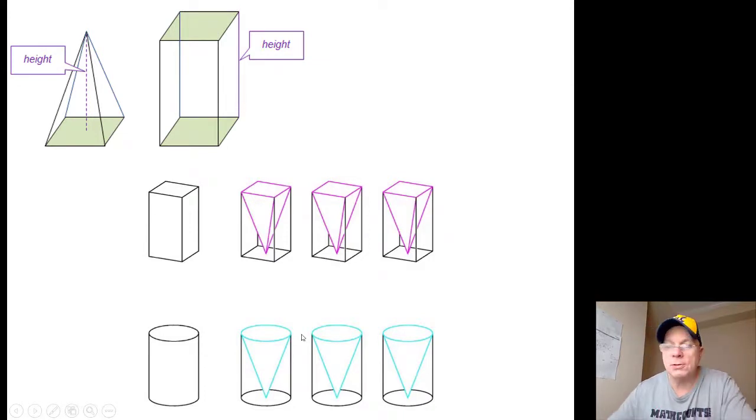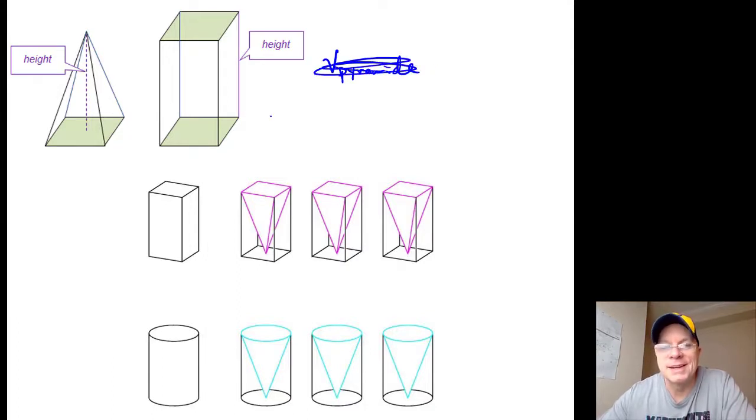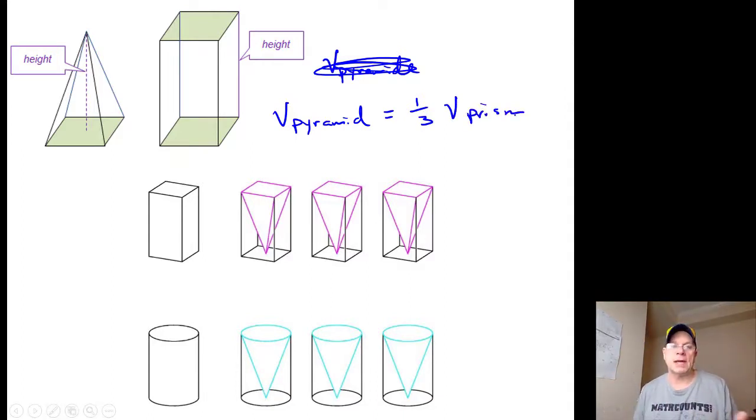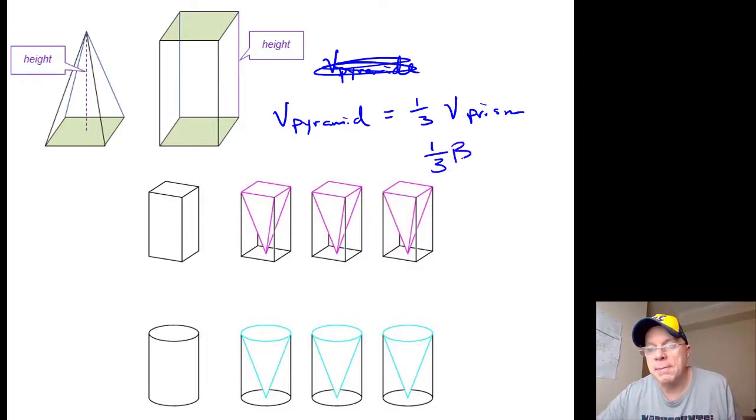So the volume of a pyramid equals 1/3 the volume of a prism, assuming they have the same height and the same base shape. And so that relationship is really important to know, because we know the volume of any prism is the area of the base multiplied by the height. So this is the formula you've been working with for quite a while now.